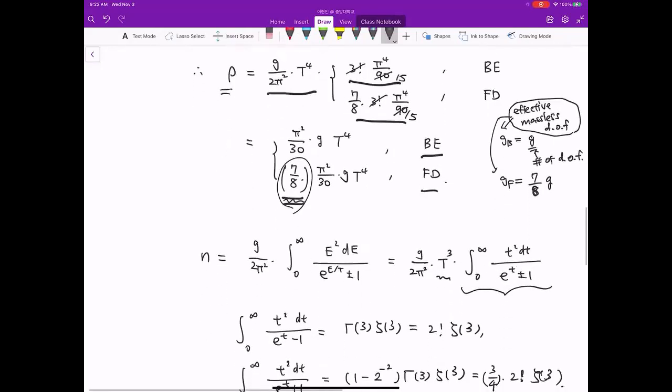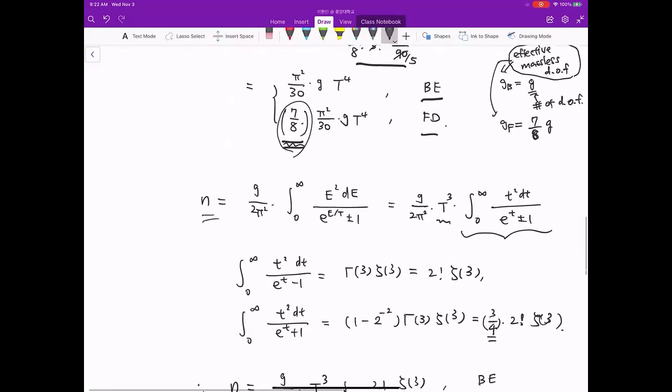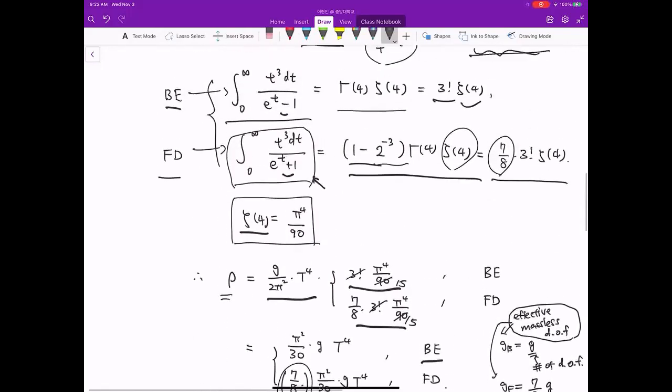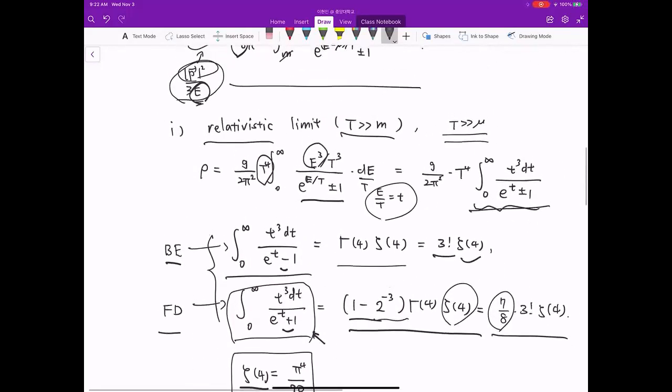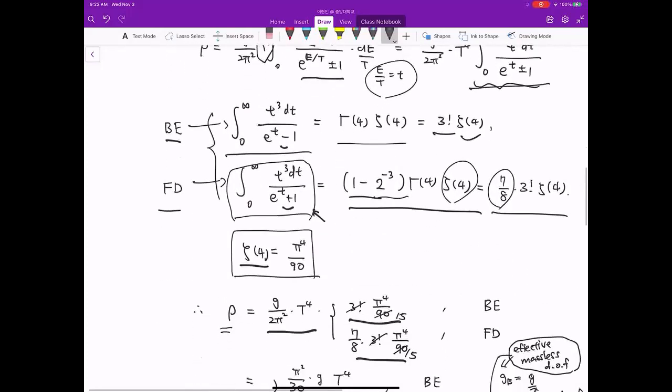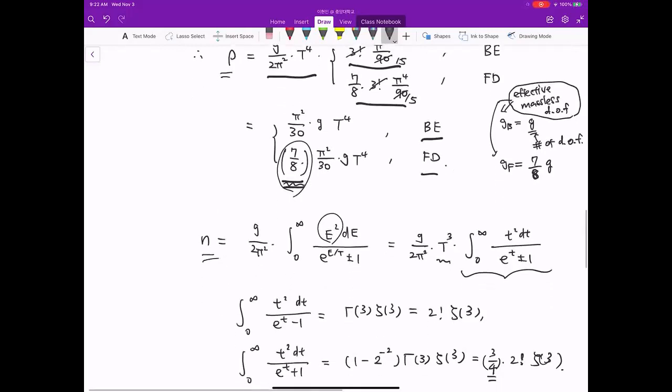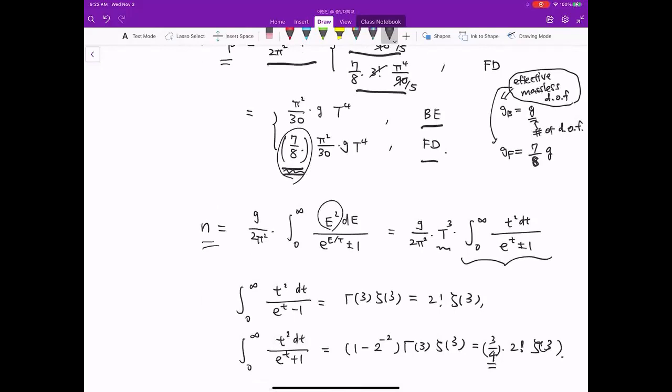Okay, so then let me continue to discuss the number density, which is also given by this integral in the limit of negligible mass. Then instead of E cubed, we have an E squared in the numerator. So the integral becomes similar as before, but we have t squared instead of t cubed, and the prefactor is proportional to t cubed instead of t to the fourth.